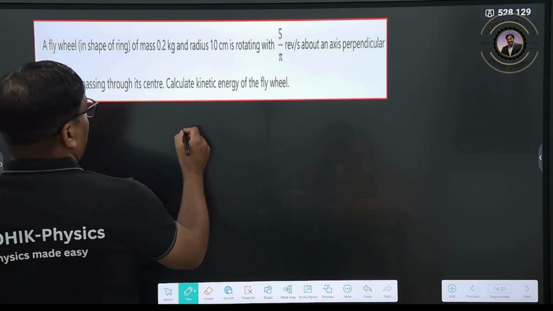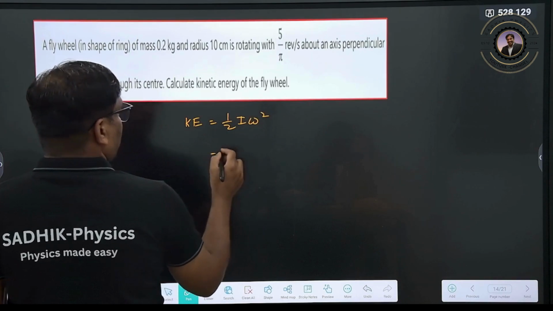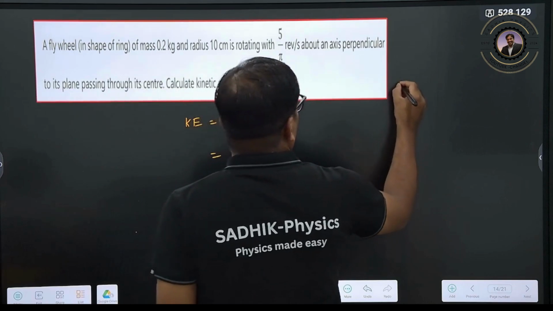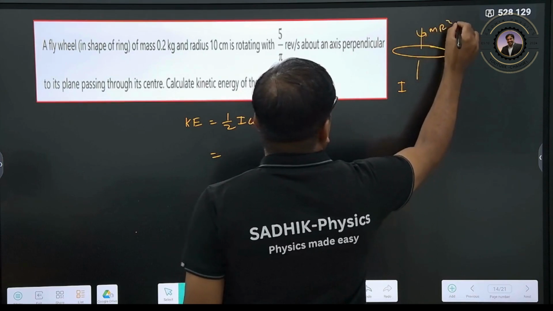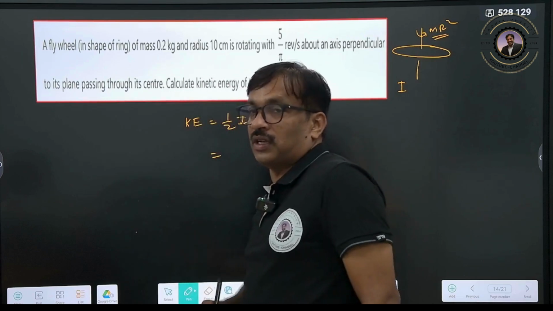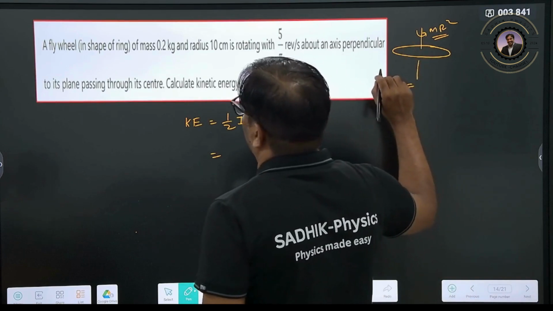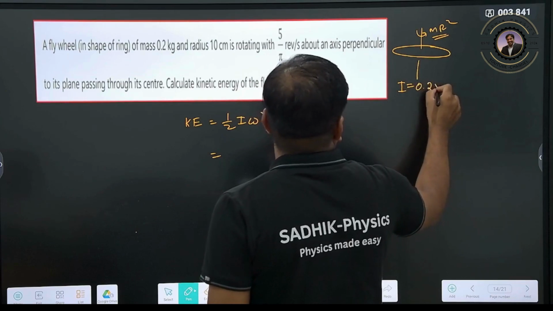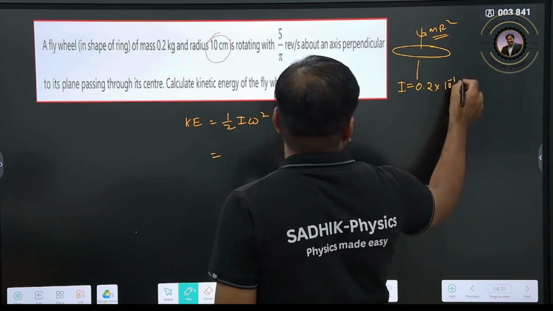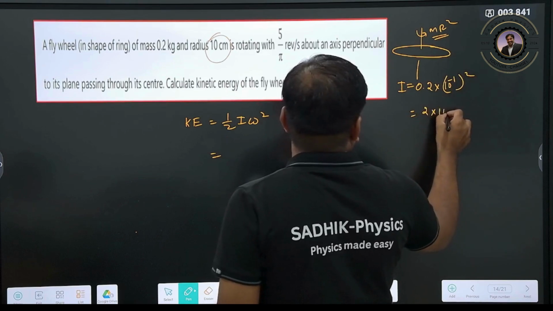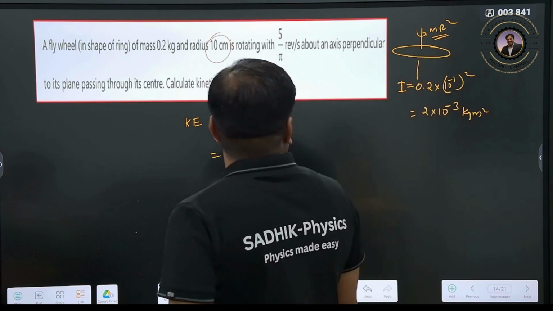Now, what is the kinetic energy? Half I omega square. So first you have to calculate I. What is I? This is one ring, so the moment of inertia of the ring is nothing but m r square. I did this in our moment of inertia second part video, so please check that out. So m is how much now? 0.2, into r, which is 10 centimeter. 10 centimeter means 0.1, that is 10 to the power of minus 1, whole square. So 2 into 10 to the power of minus 3 kg meter square. Clear? So I got the moment of inertia.